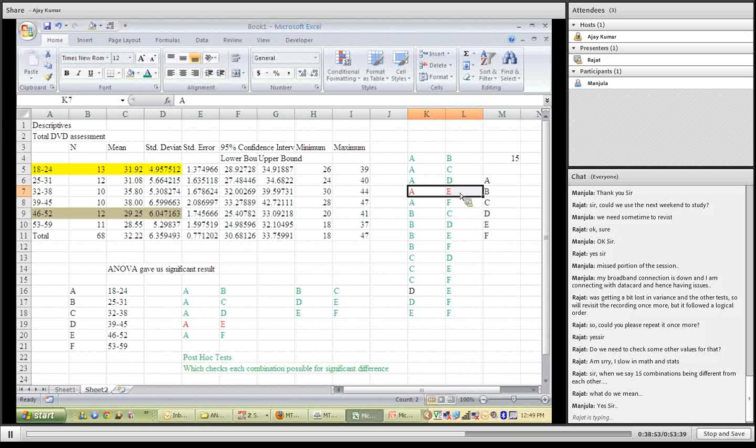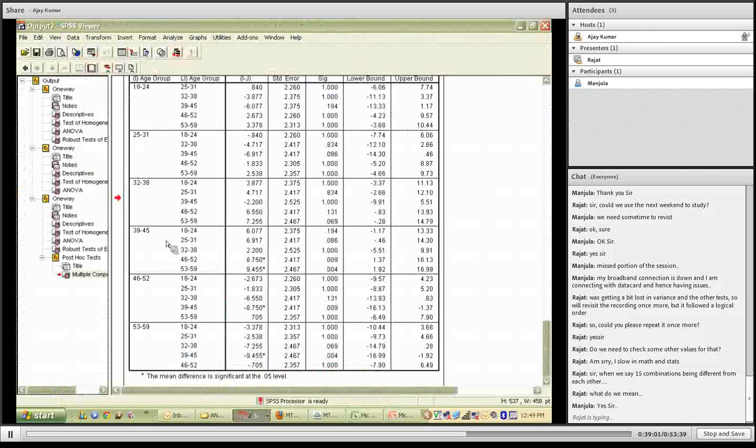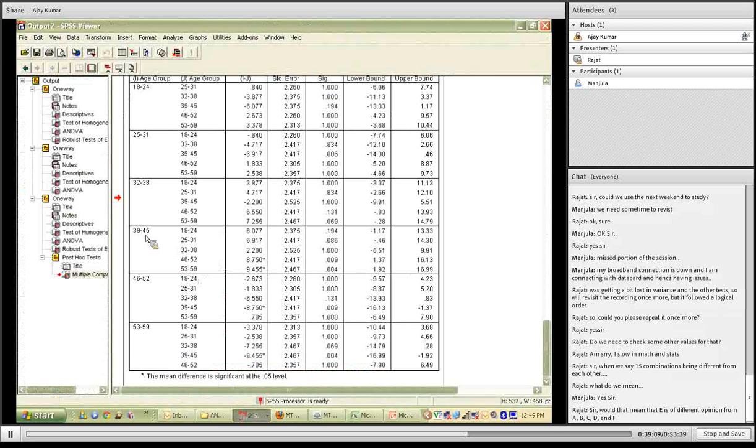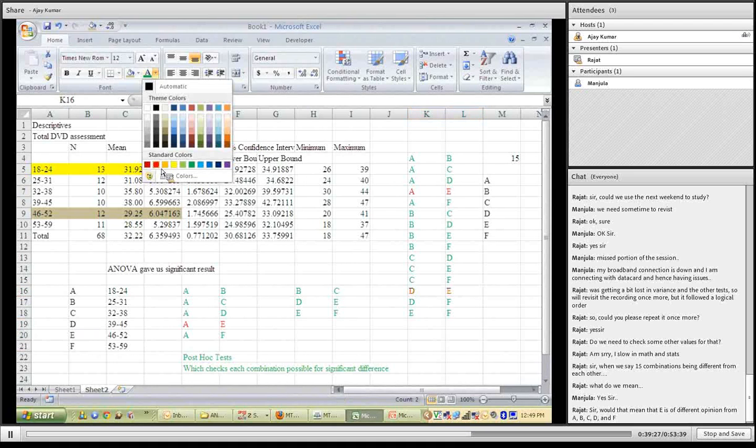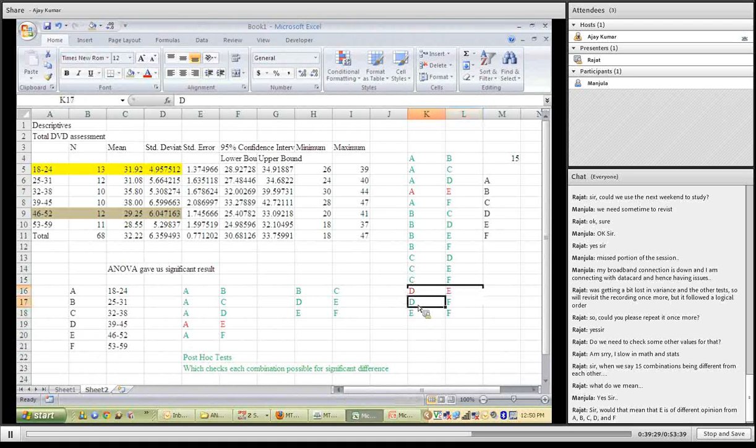All right. So a difference of A to E. So if I can get back to my output sheet, now have a look at this. 39 to 45 is different from 46 to 52 and 53 to 59, right? So this one was 39 to 45, which is D. D is different from E, D is different from F. So D is different from E, so this is red. These are different. D is also different from F. So this is also different.